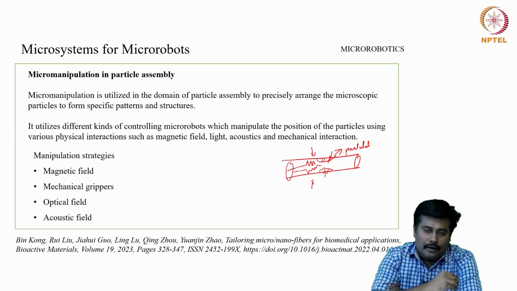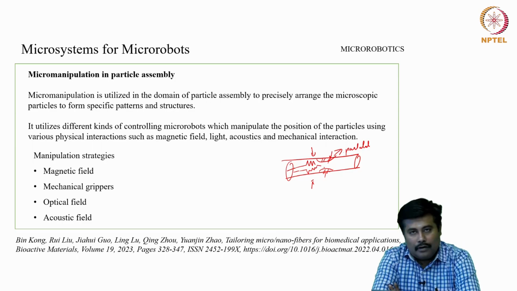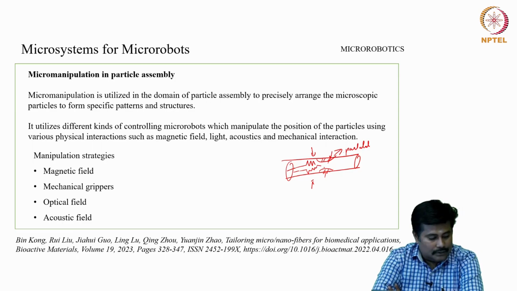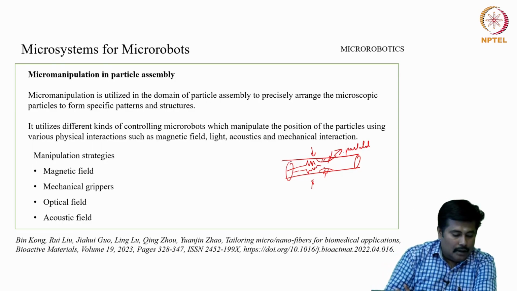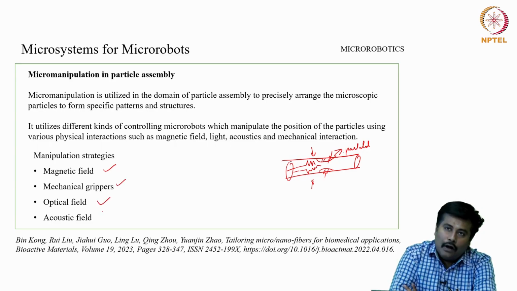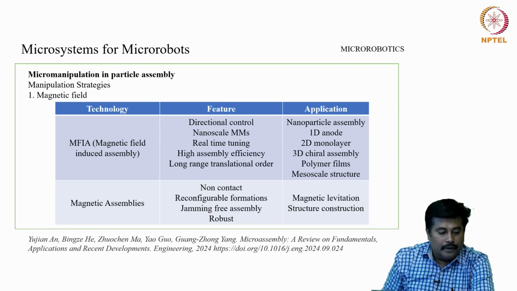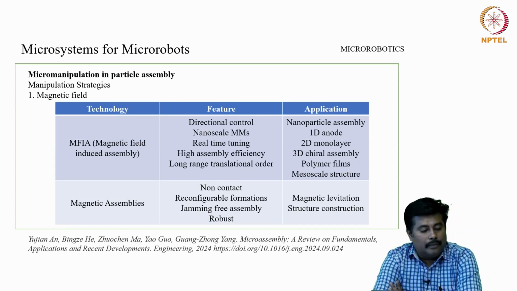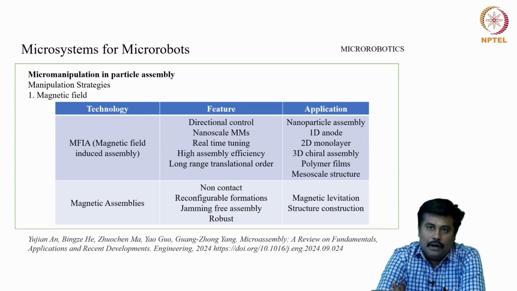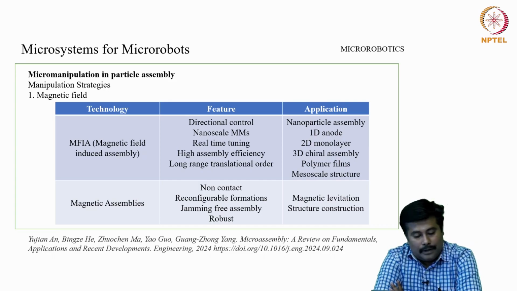Now, let us see some of the different strategies deployed for such manipulation. Some of the key domains effectively used are the magnetic field, mechanical grippers, the optical field, and the acoustic field. In micro manipulation for particle assembly, when we consider the magnetic field, there are two different technologies effectively used. One is called magnetic field induced assembly, and the other is called magnetic assembly.